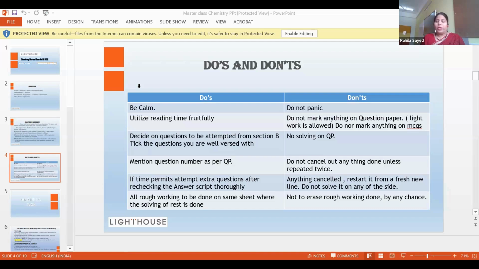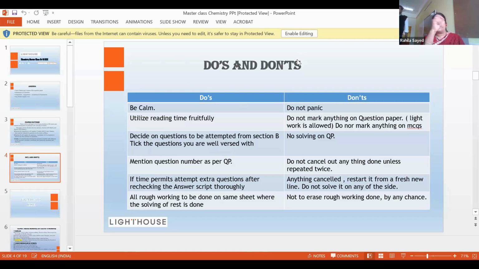Next, when you check section B, see which question you know the best and start writing the answer of that question. So for section B, decide on 2 questions to be attempted and take the questions you are well versed with. Do not solve anything on the question paper. When you start writing the answers, mention the question number as per the question it is given in the question paper.